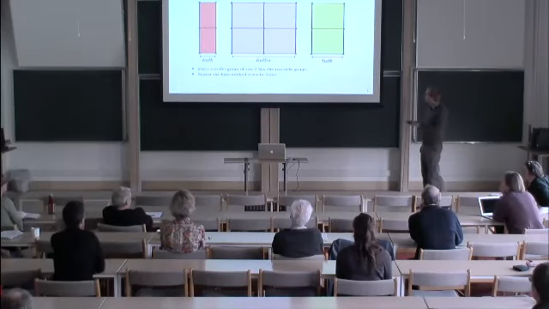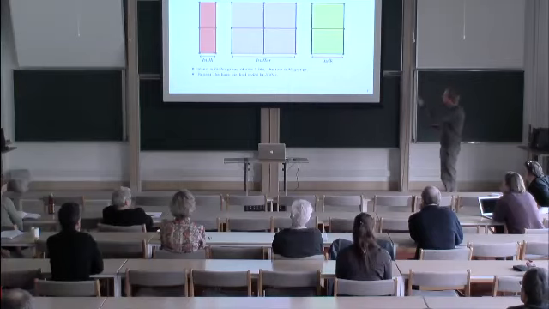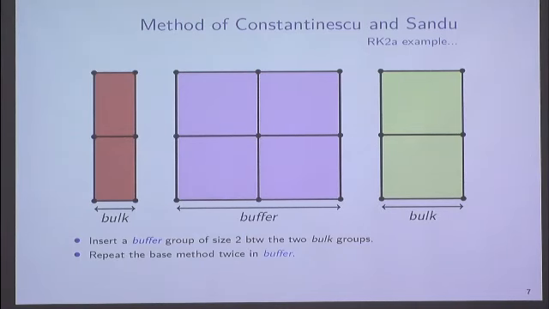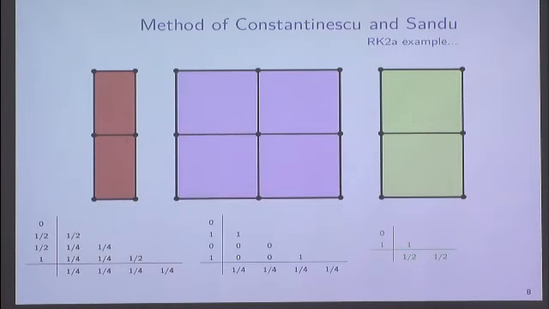So here's a bit more in detail. In general, we have two bulk groups that are separated by a buffer group. In this case, for the RK2A examples, we have two connected elements. This is especially interesting for discontinuous Galerkin discretizations because the elements are connected by the faces and not by the nodes, so the buffer regions will be a lot smaller. And so we repeat the base method twice in the buffer regions. So that's what it looks like.